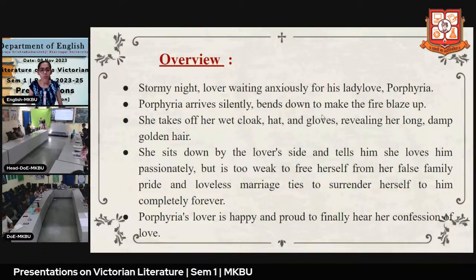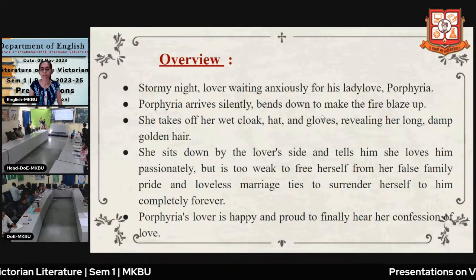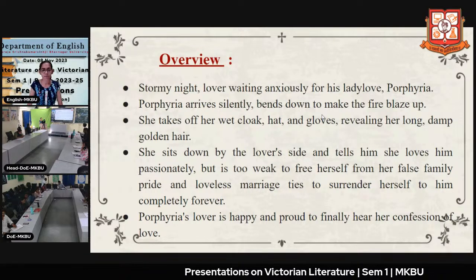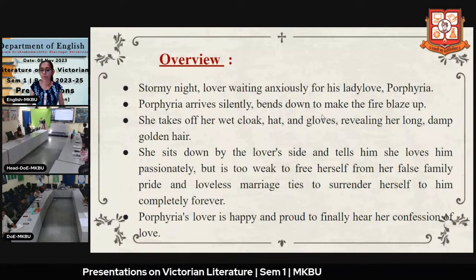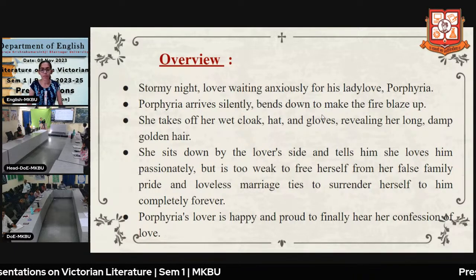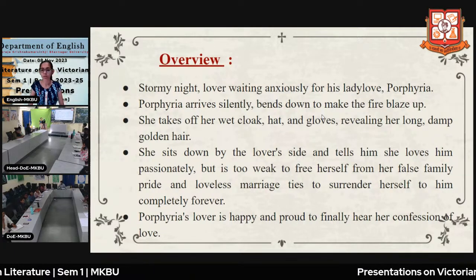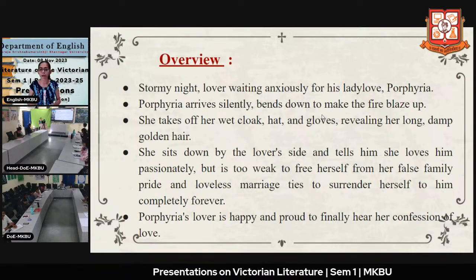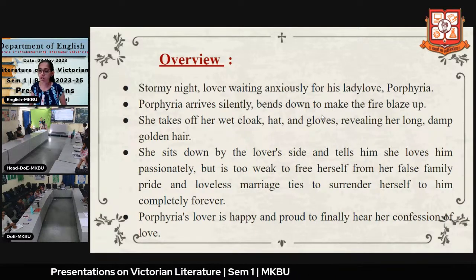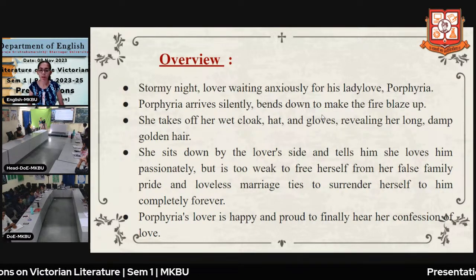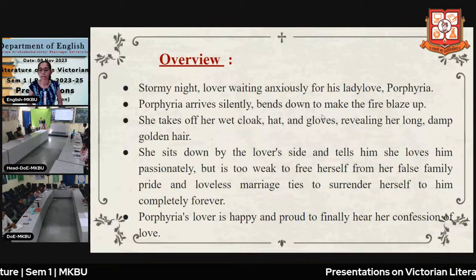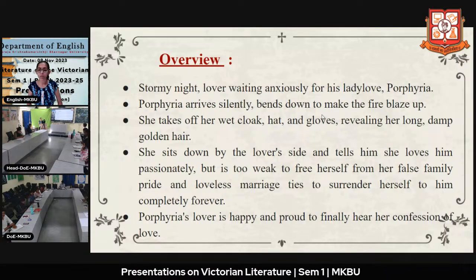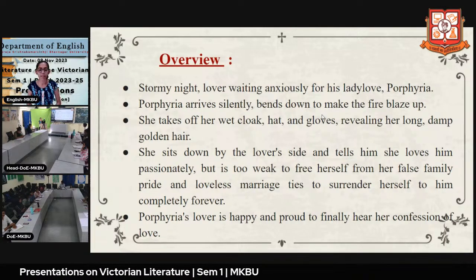Poem overview. Stormy night, the lover is waiting for his lady love, Porphyria. She arrives silently, bends down to make the fire blaze up. She takes off her wet cloak, hat, and gloves, revealing her long, damp golden hair. She sits down by the lover's side and tells him she loves him passionately but is too weak to free herself from her false family pride and loveless marriage ties to surrender herself to him completely forever.